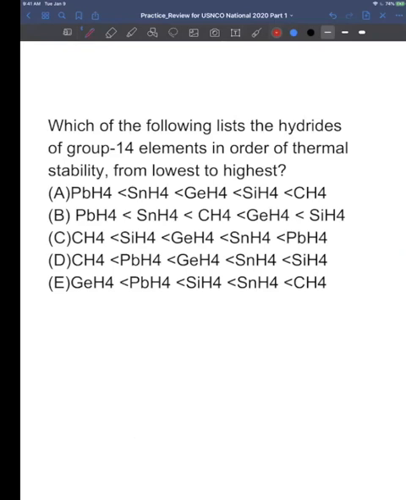Thermostability doesn't mean boiling point, okay? It means how easy it will be decomposed under a certain temperature. That is the meaning of thermostability.